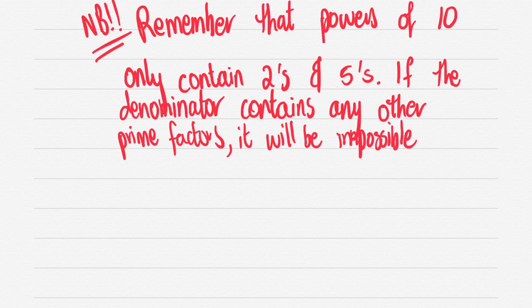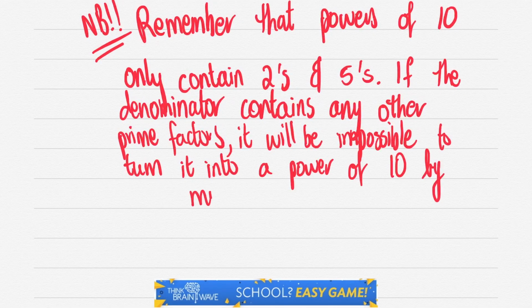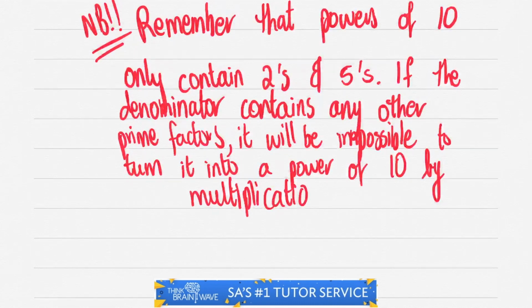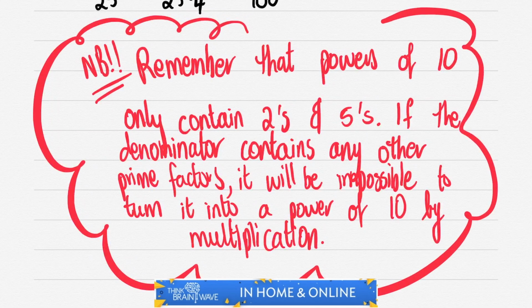So, if the denominator contains any other prime factors, it will be impossible to turn it into a power of 10. There we go. That's another lovely note for you. Let's put a bubble around that so we don't forget. Okay, with that said, let's do another example.